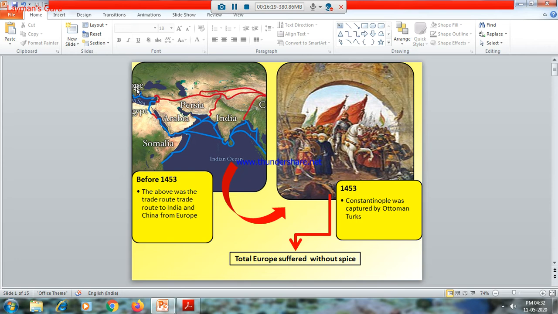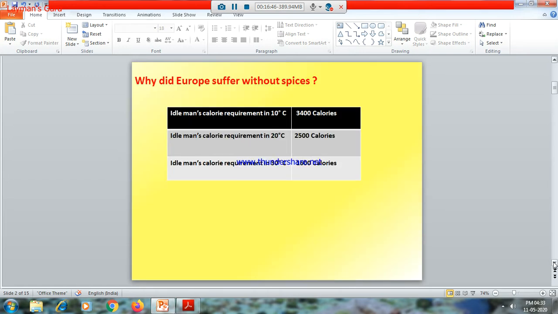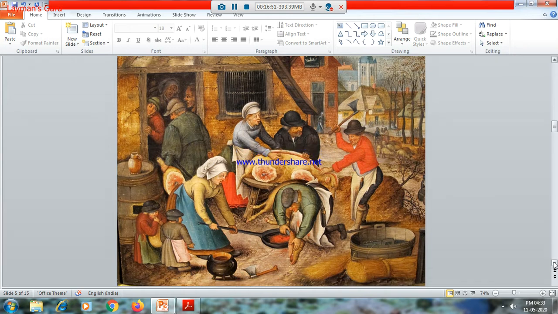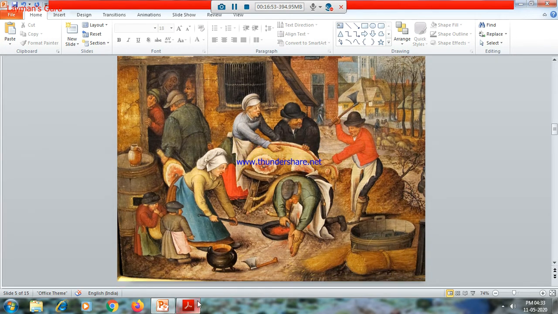So for example, if pepper or any spice was sold for £1, during these times the price of the spice went as high as £60. So the rate got 60 times higher until 1498, until the Portuguese found their sea route to India.